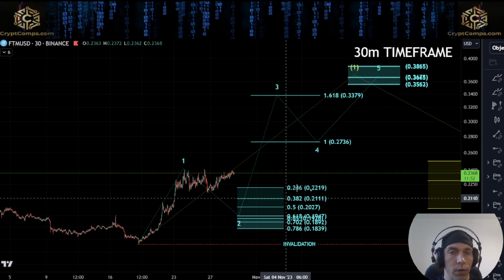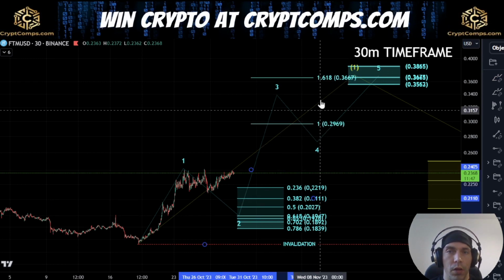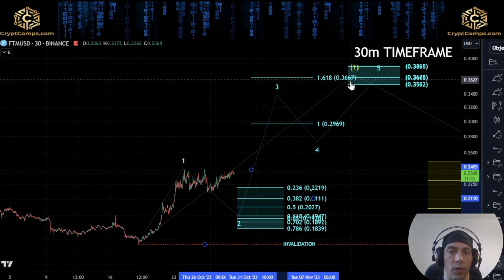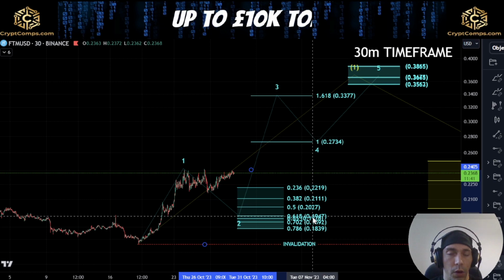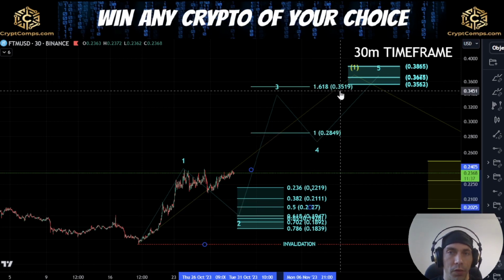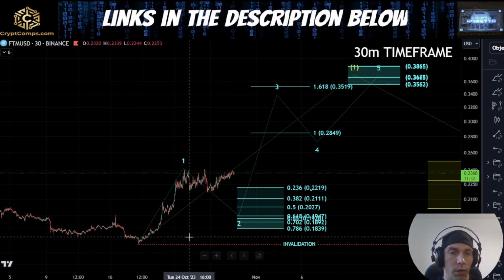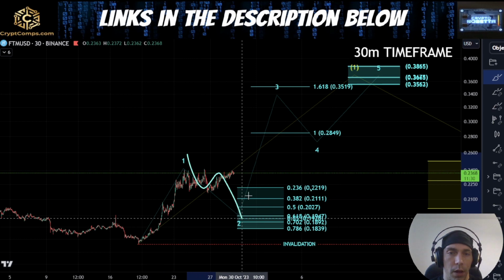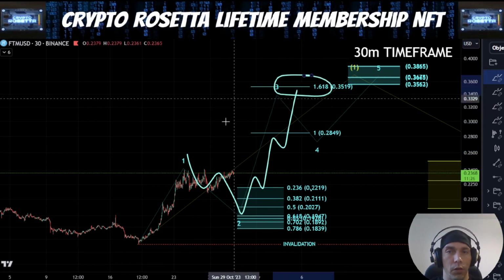Now, if we did see a move down towards this 0.382, this would mean that we'd need to see a move up towards 36.67. The lower that we go here, the lower the target for this 1.618 becomes. So I will be keeping an eye on this. If we do see a move into that 50%, for instance, this would put us towards this 35.19. And what we'd want to see is 3 waves down and then start to see a nice strong 5-wave move to the upside, looking to target out this level.